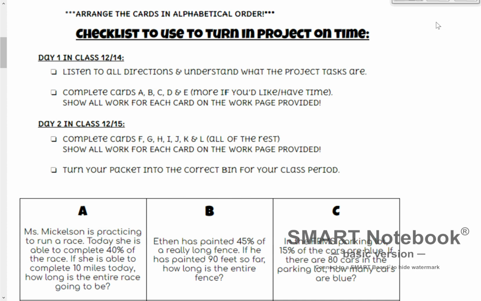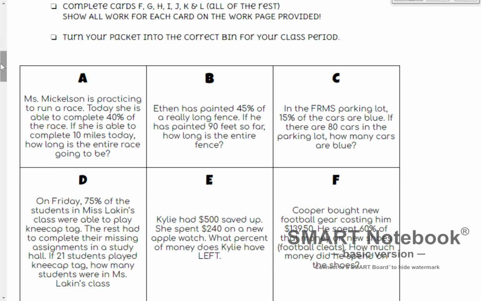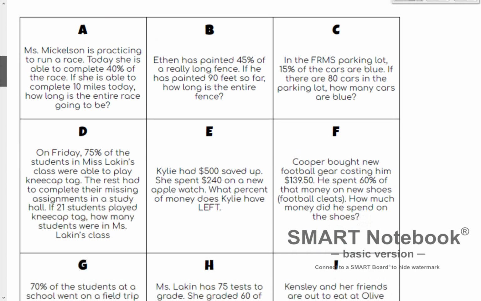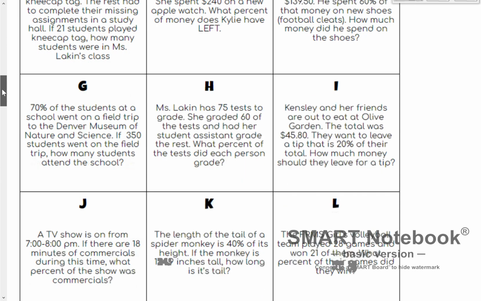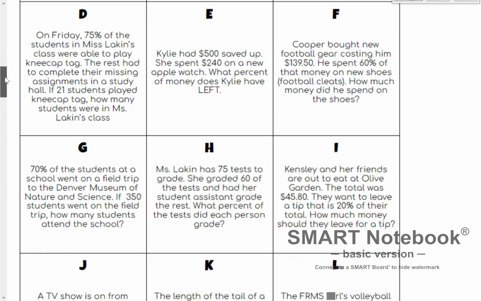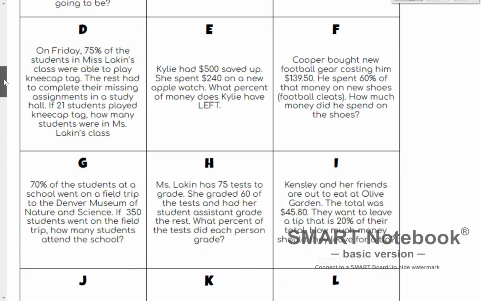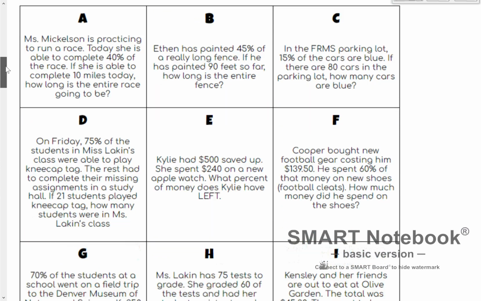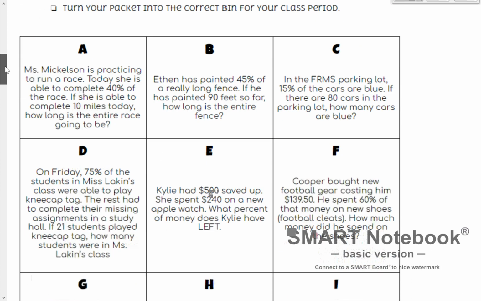All right, so the next page of your packet, turn to the next page, is going to be your questions. Okay, you're going to see they're organized A, B, C, D, E, F, G, H, I, J, K, L. So you can just do them in order. So that's that page. There's nothing you need to write on this page because you're going to show all of your work on the next page or on whatever work page it is. We're going to go through an example together, so don't worry.